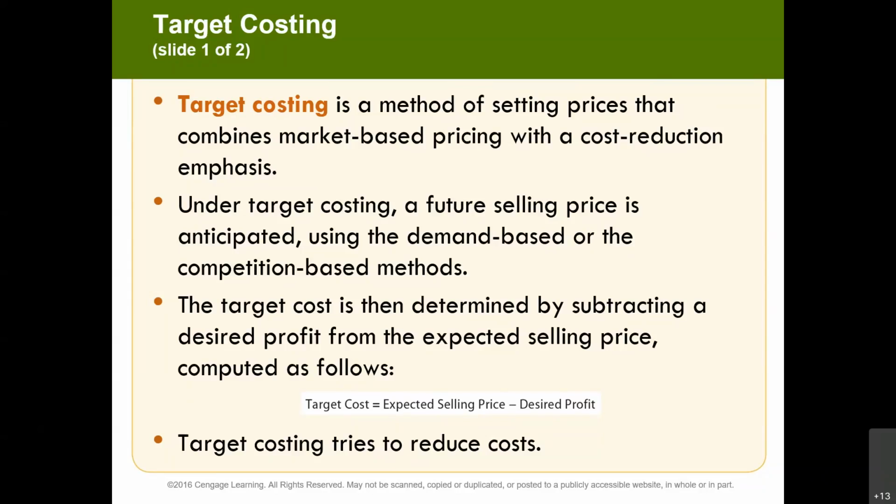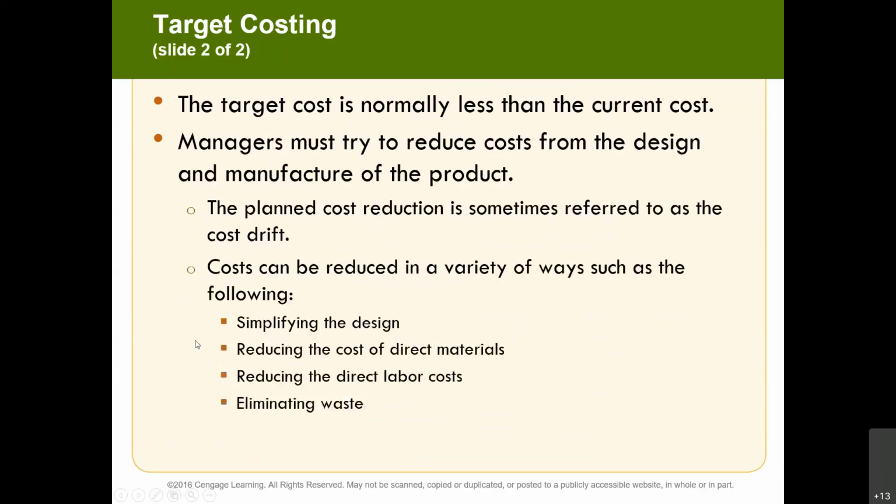Target costing tries to reduce the overall cost. Target cost is normally less than its current cost. Makes sense, because the objective here is to reduce total cost. Managers must try to reduce costs from the design and manufacturing process of the product. The planned cost reduction is sometimes referred to as the cost drift. Cost can be reduced by simplifying the design, reducing the cost of direct materials, reducing direct labor costs, and eliminating waste. We talked about this concept before. I want to say it was like 2 chapters ago.